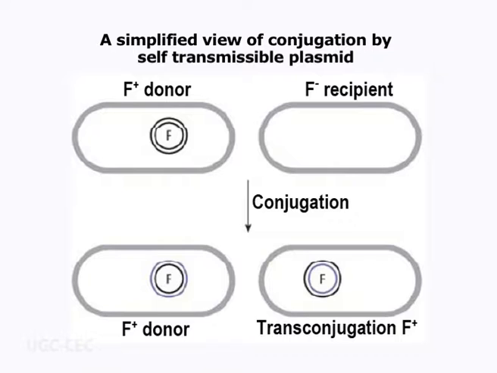So the plasmids which occur naturally have the natural tendency to transfer themselves to the recipient bacteria. Such plasmids are called self-transmissible plasmids. There exists another class of plasmids called mobilizable plasmids, which themselves cannot be transferred from the donor bacteria to the recipient bacteria. They need the help of self-transmissible plasmids to be transferred from the donor bacteria to the recipient bacteria.